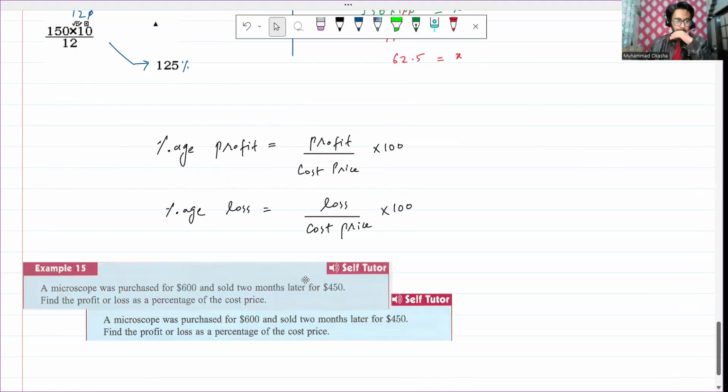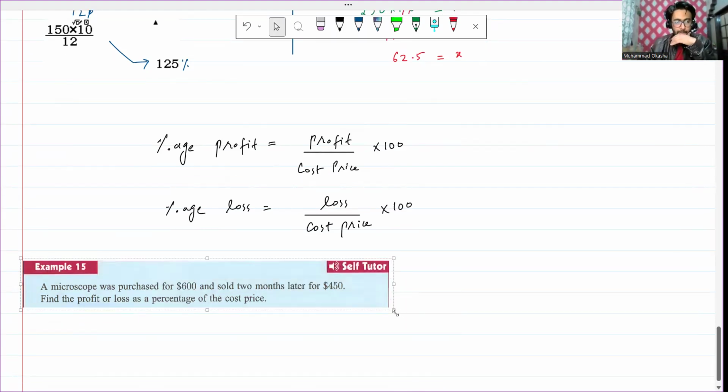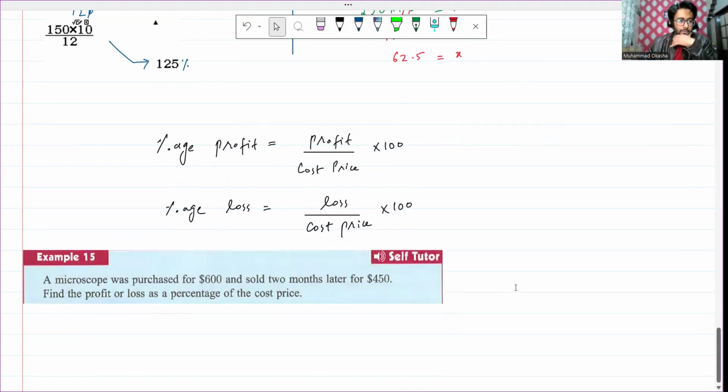Here's a question. Take a very good look at that. A microscope was purchased for $600. So that's my cost price because that's the price I bought it for. And then 2 months later, it was sold at $450. So that's the sale price. Of course, there's a loss. You sold something at a loss, right? Because you bought it for a higher price and you're selling it for a lower price. Find the percentage profit or loss. It's not going to be a profit. This is a loss as a percentage of the cost price.